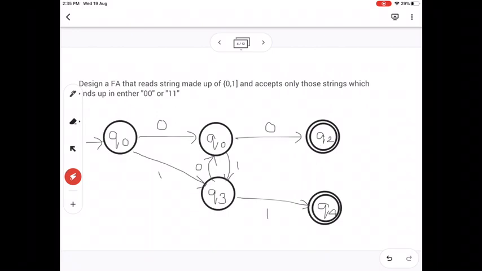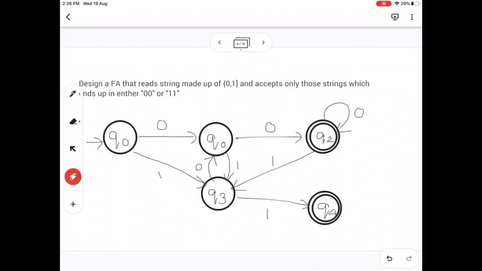Similarly, at Q2, if I get input 0, I remain in the same state. Why? Because it is ending with 0 0, 0 0 any number of times. So I will put a self loop for 0. Okay. If I get 1, where should I go? Obviously Q3 for input 1. Why? 1 1.